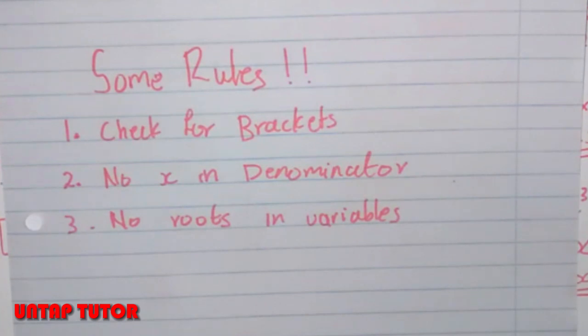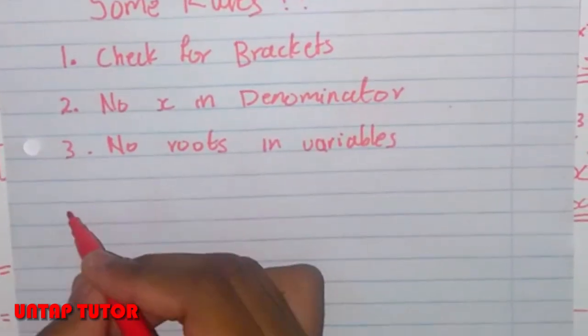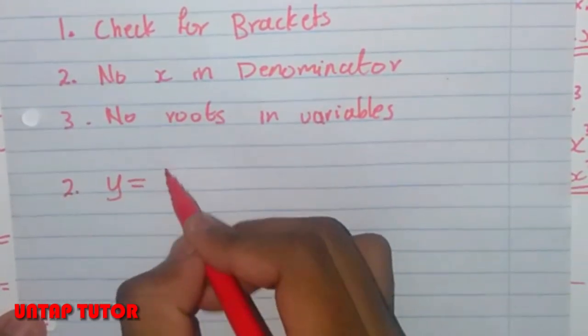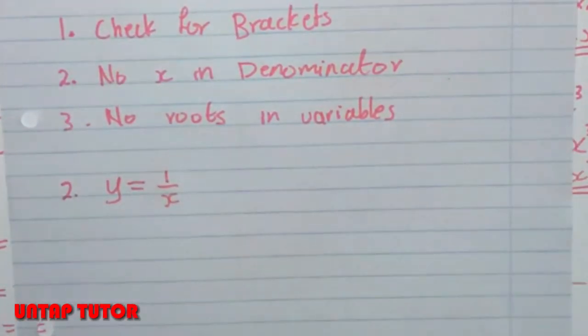And then number 2, check for x in the denominator. And if there is an x in the denominator, you cannot derive. You need to bring that x into the numerator. So what I mean by that is, say it's number 2. You have an equation like y is equal to say 1 over x. Then you are expected to derive this thing. You check, okay, no brackets. Then number 2, you check, okay, there's an x here. You cannot derive this thing. So what you need to do, you need to bring this x into the numerator.